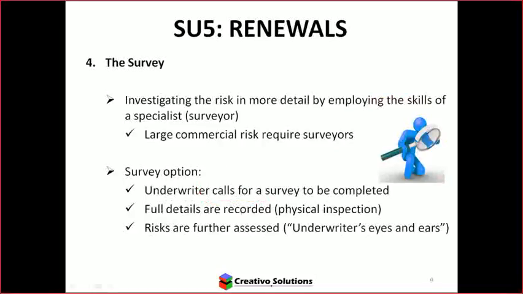All right, then we've got a survey. A survey is very similar to underwriting, but it looks at something a little bit different. A survey is investigating the risk in more detail by employing the skills of a specialist. If I'm looking at a large commercial risk, that person is called a surveyor. So this is looking at bigger customers or clients.